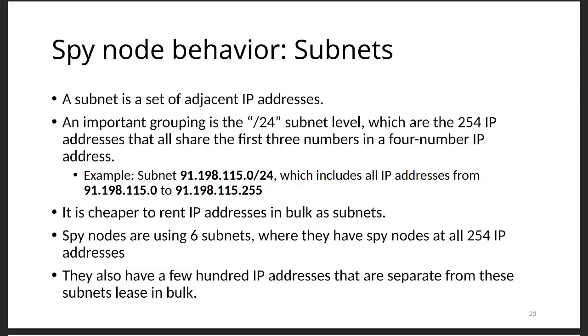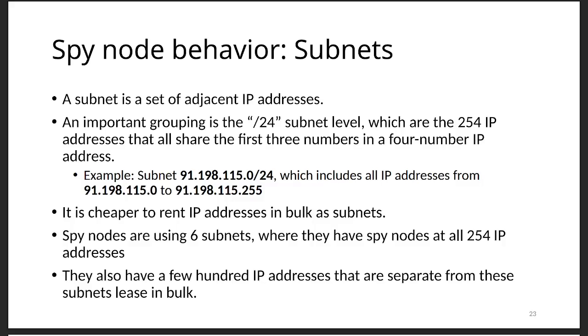A subnet is a set of adjacent IP addresses. An important grouping is the /24 subnet level, which are the 254 IP addresses that all share the same first three numbers in a 4-number IP address. For example, subnet 91.198.115.0/24, which includes all IP addresses from 91.198.115.0 to 91.198.115.255. It is cheaper to rent IP addresses in bulk as subnets.